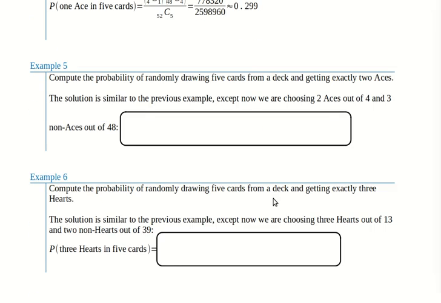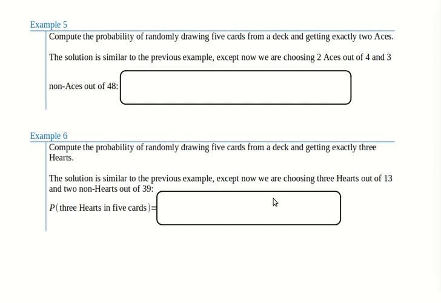So just two more of these. Let's take a look at them. Compute the probability of randomly drawing 5 cards from a deck and getting exactly 2 aces. Now you might say to yourself, wait. Is this going to be as similar to the previous problem as you might think?